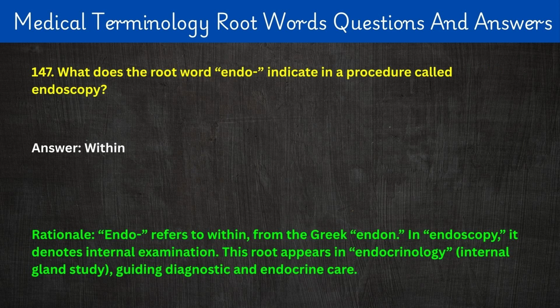147. What does the root word endo- indicate in a procedure called endoscopy? Answer: within. Rationale: Endo- refers to within, from the Greek endon. In endoscopy, it denotes internal examination. This root appears in endocrinology, internal gland study, guiding diagnostic and endocrine care.